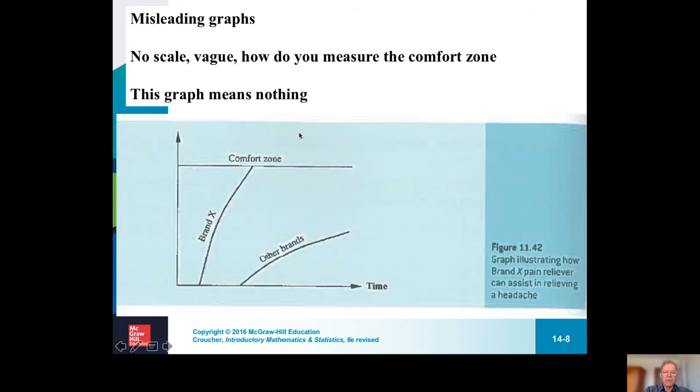There's no title. I guess you could call comfort zone a title, whatever comfort zone means. It's all brand X pain reliever, can assist in relieving a headache. It's the advertising gurus trying to make us think that their product is scientifically proven. There is no scale. There is no axis. Well, we've got time. And possibly we've got brand X, this is their brand and this is other brands, and look at us. It means nothing. You knew that.